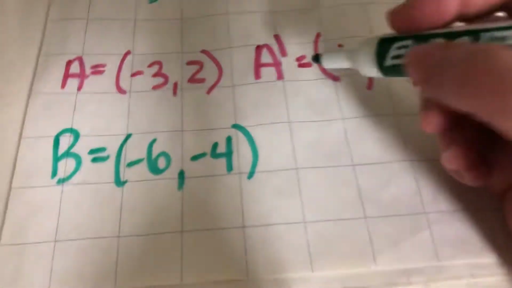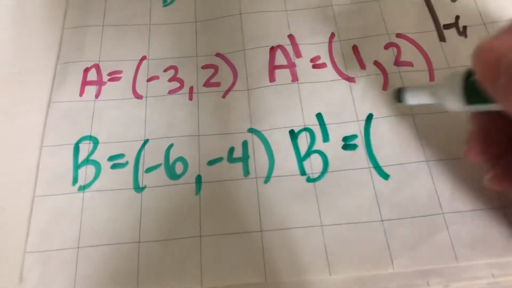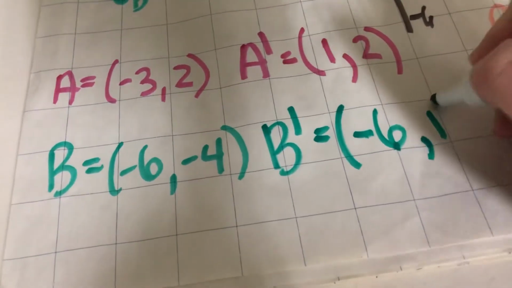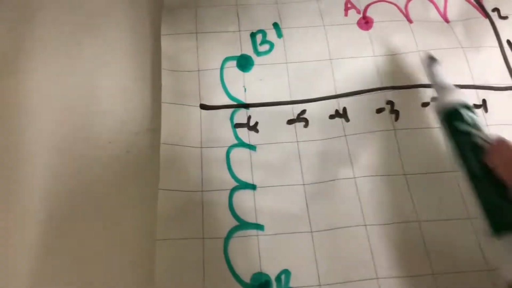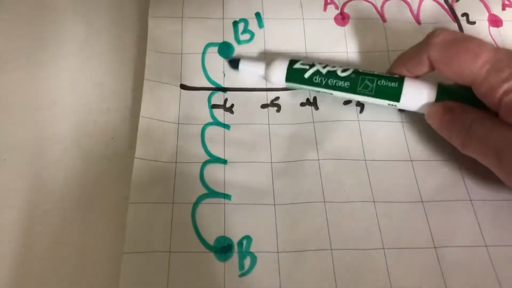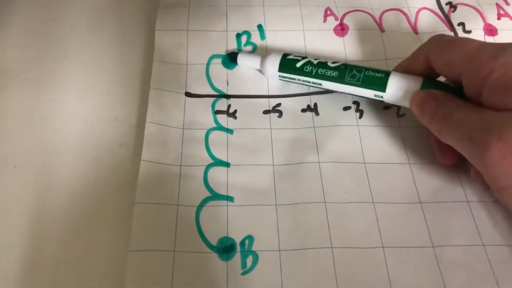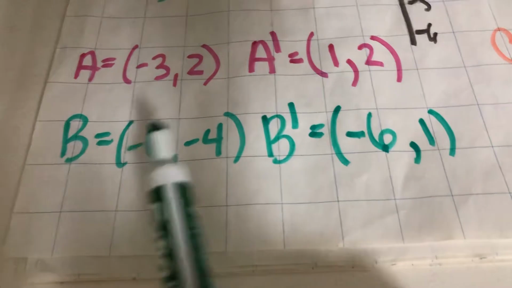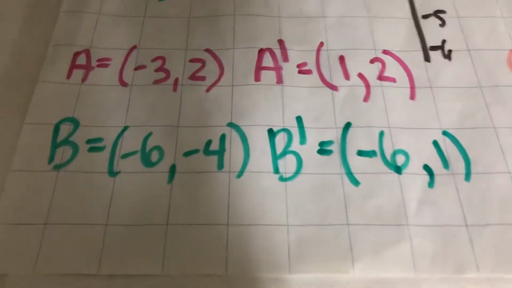So I'm going to go down here and I'm going to record my image of B is at -6, 1. And again, this totally makes sense because along the x-axis, I didn't move. I'm still at my -6 along the x-axis, but I moved up the y-axis. So when I look back at my coordinates, my x-axis are the same, but my y-axes have now changed to reflect my movement up. All right? I think we got that.